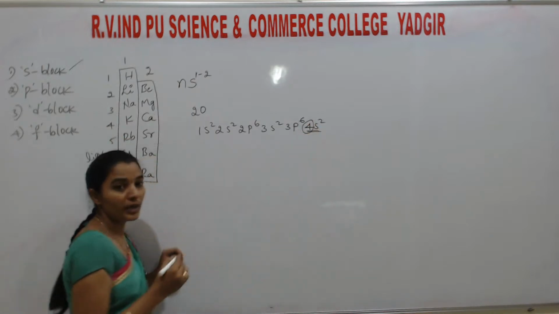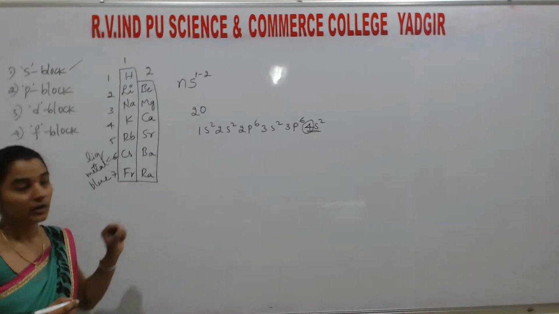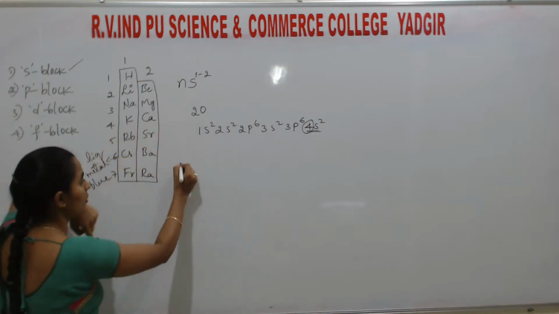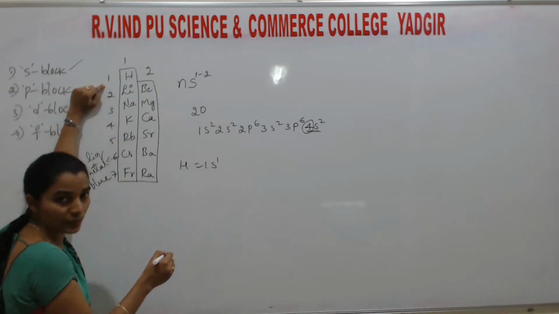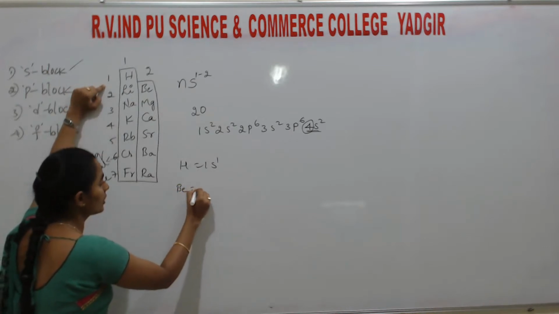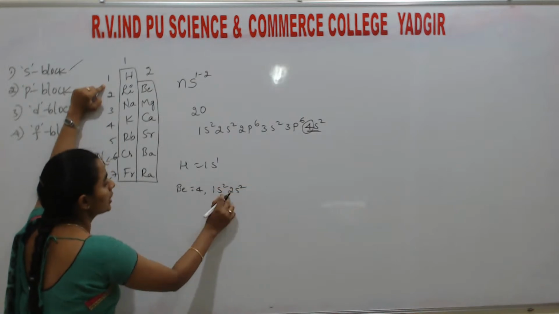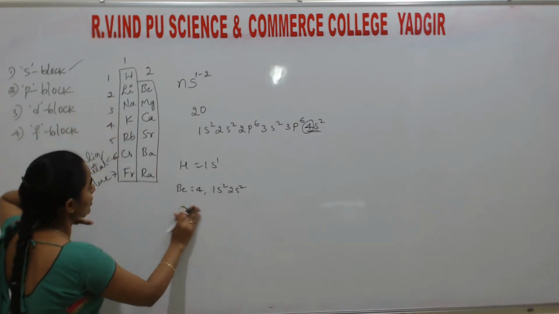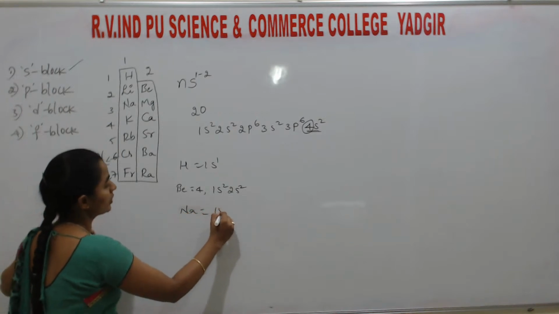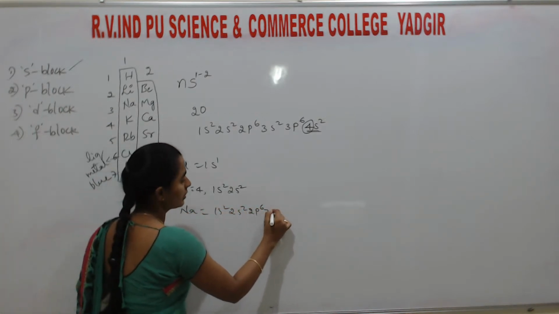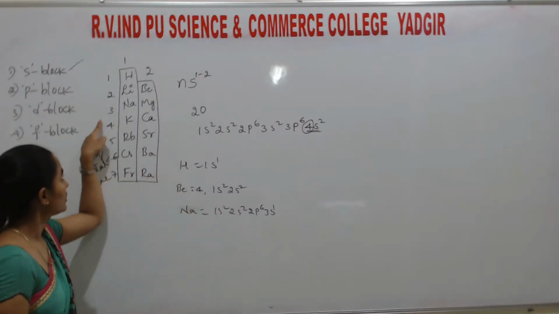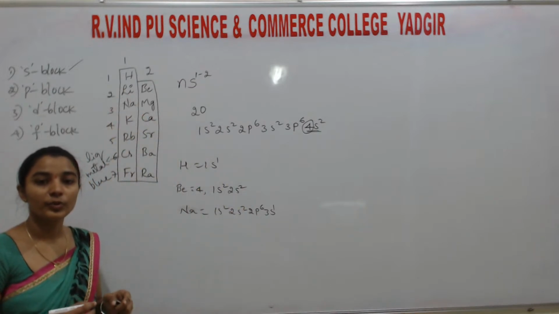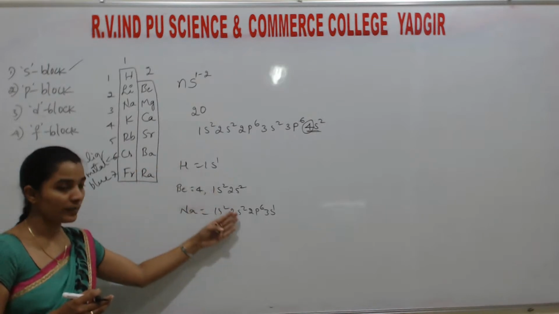That means this shows the period to which the element belongs. The n means the number of the period in which the element is present. For hydrogen, as I told you, 1s1 means it is in the first period. Beryllium's atomic number is 4; as I told you, 1s2, 2s2 means it belongs to the second period. Understand? Take sodium: that is 1s2, 2s2, 2p6, 3s1, which means it belongs to the third period. This n represents the number of periods, the period in which the element is exactly present.